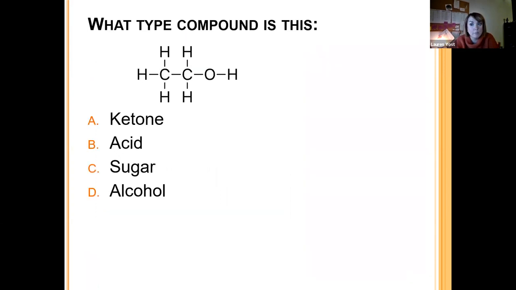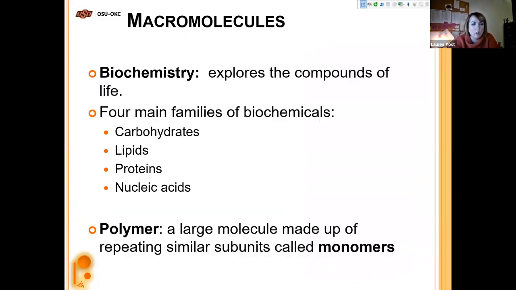Yeah, it's very important. We already talked about this. This was the ethanol. So macromolecules, that's big molecules. So what are the common groups of the big molecules that you're going to see in this course, especially?